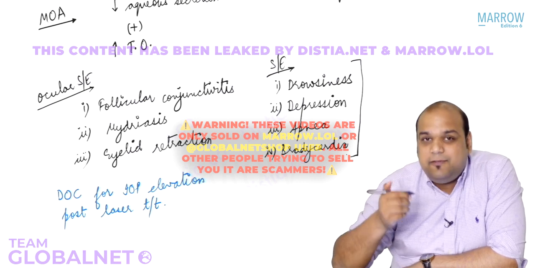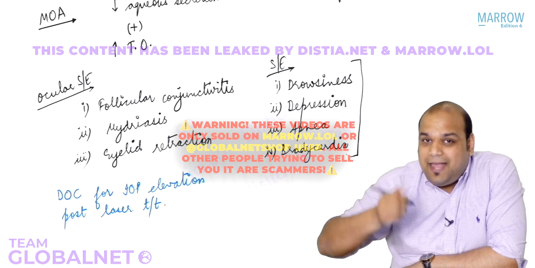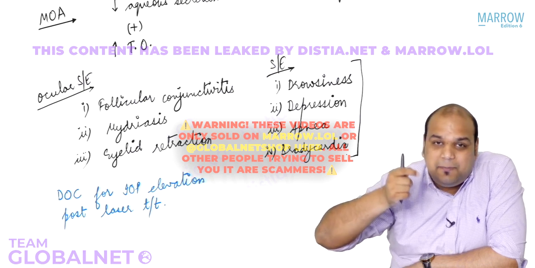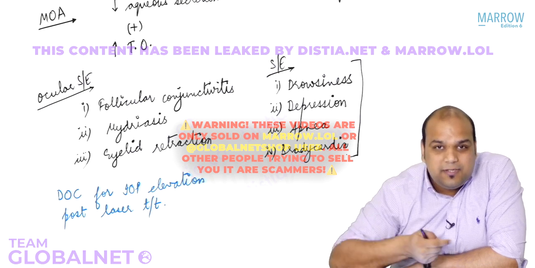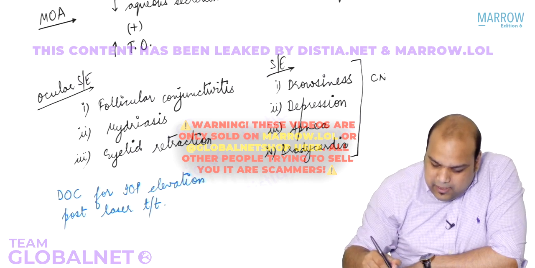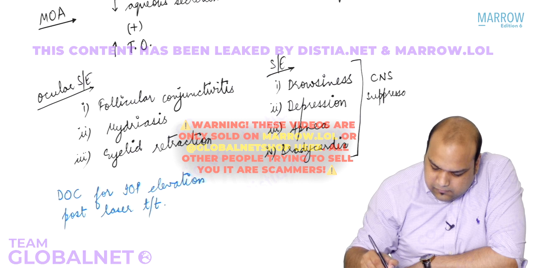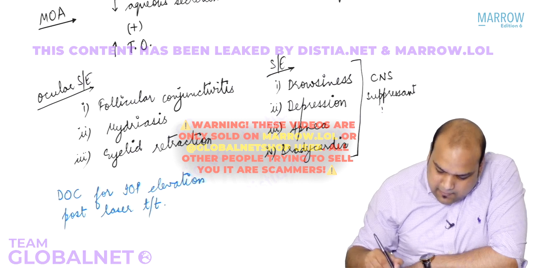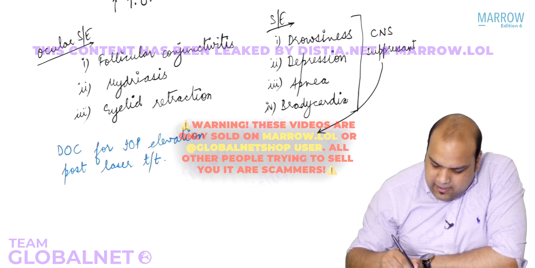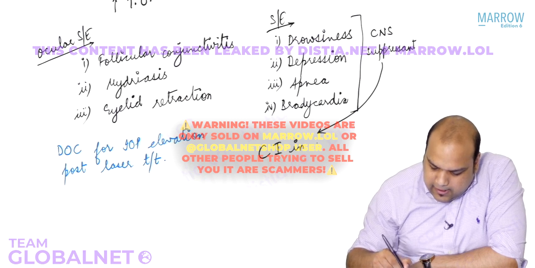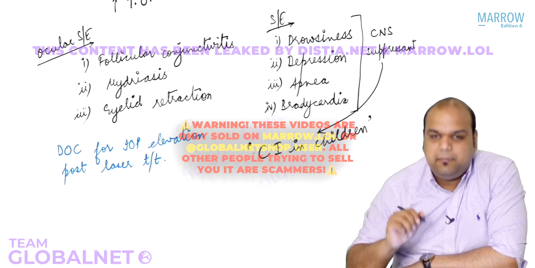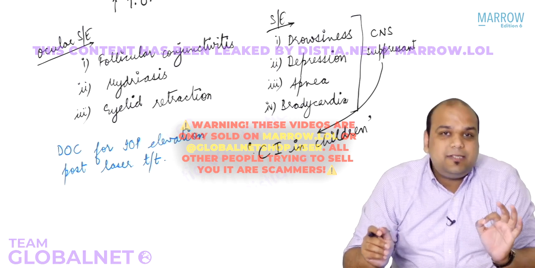Basically, what I'm trying to say, if you try to understand that brimonidine is suppressing all the neural functions, that means brimonidine is a CNS suppressant. Because brimonidine is a CNS suppressant, it is contraindicated in children. Please remember, it is contraindicated in children.